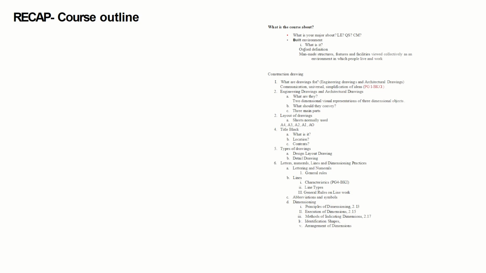Another thing is we looked at sheets. We looked at title blocks, what it is, where it's located. You should have this on all of your drawings. The different types of drawings. We looked at the general rules of line work and the different types of lines, like center lines, solid lines, thin lines, what they are for, etc. The different abbreviations that we looked at, like the symbols for diameter, center line, etc. Then we looked at dimensioning, the principles and rules of dimensioning, the different types of dimensioning, and identifying shapes through dimensions.